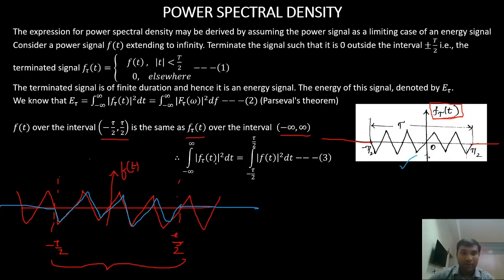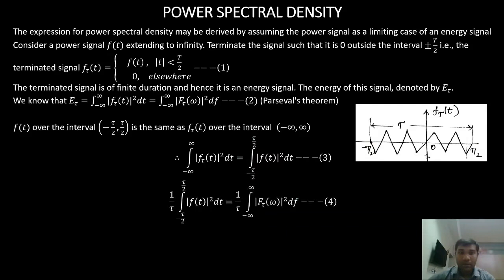Now, for f tau of t from minus infinity to infinity, the energy is the integral from minus infinity to infinity of mod of f tau of t whole square dt. And for this signal, what is the energy? Minus tau by 2 to plus tau by 2, right? Only till this point I am considering. So minus tau by 2 to plus tau by 2 of mod of f of t whole square dt.